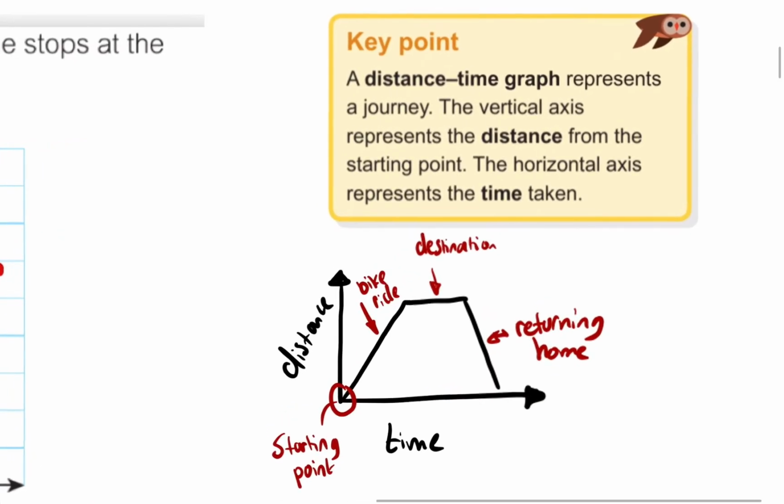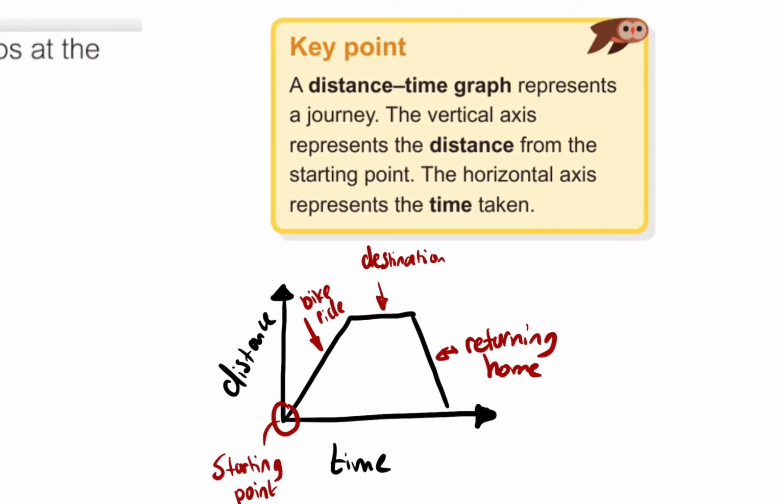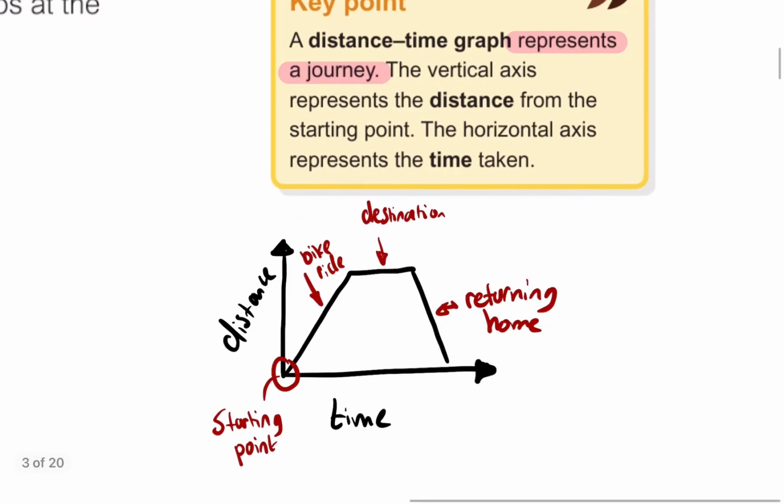A distance time graph represents a journey on a graph. It could be you walking to the shops, going on a bike ride, or even a flight. The vertical axis represents your distance away from the starting point, so that would traditionally be your y-axis. The further you go up the y-axis, the further you go away from your starting point. When you come down the y-axis, you're coming back towards the starting point. And then the horizontal axis represents the time taken.